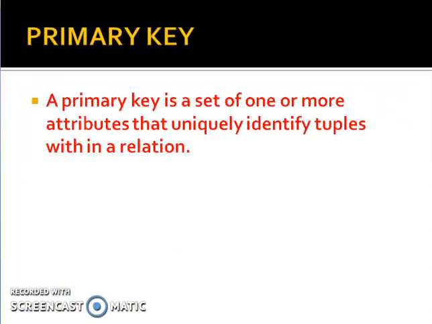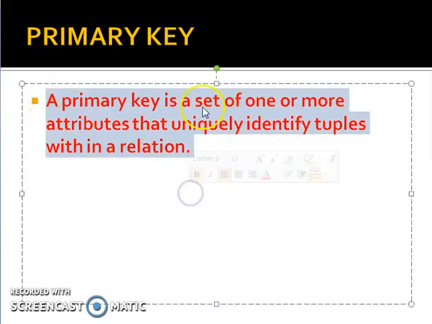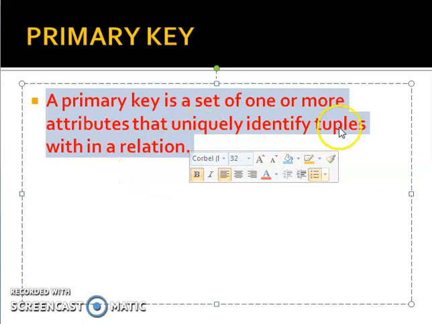So the primary key is a set of one or more attributes that uniquely identify the tuples within a relation. So it says that a primary key is nothing but a set of one or more attributes. I have taught you in the last video that attributes means the columns. So the columns which uniquely identify the tuples within the relation. So tuples in the sense the rows. So in particular columns which uniquely identify the rows of a table.